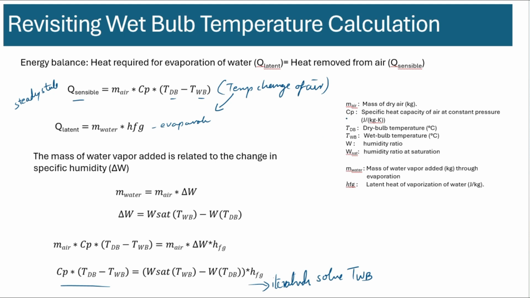W is the humidity ratio. W saturation is the humidity ratio at saturation. Saturation means humidity is 100%. Okay. So how do you do this for other fluids?